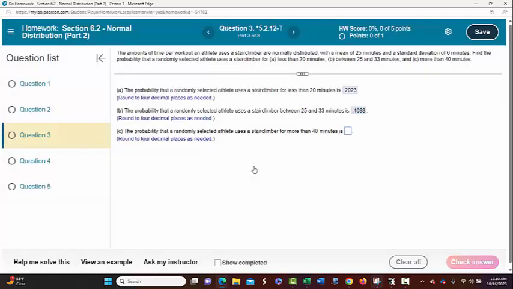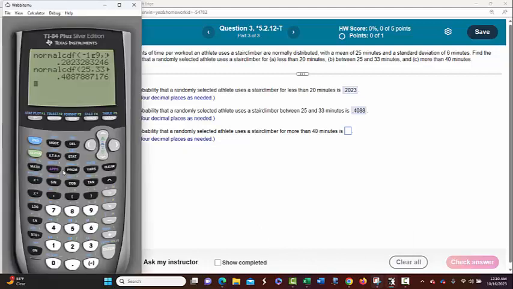Now the next one's more than 40 minutes. So in the calculator, we would have to go more than 40. That means we start with 40, and then we use the 1E99 to represent positive infinity.